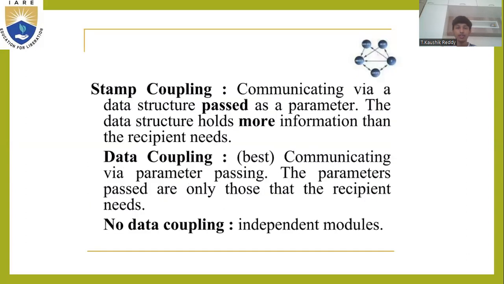Stamp coupling: communicating via a data structure passed as a parameter. The data structure holds more information than the recipient needs. Data coupling, the best: communicating via parameter passing. The parameters passed are only those the recipient needs. No data coupling: independent modules.